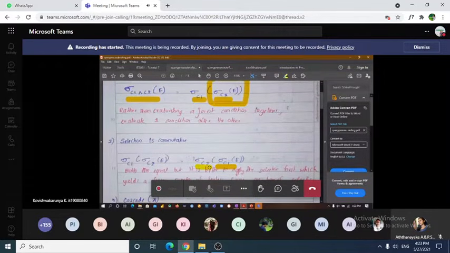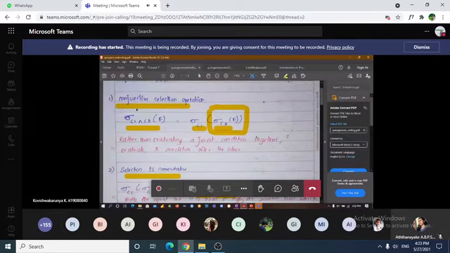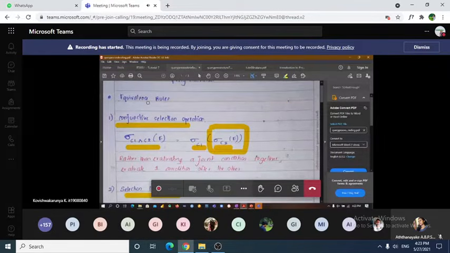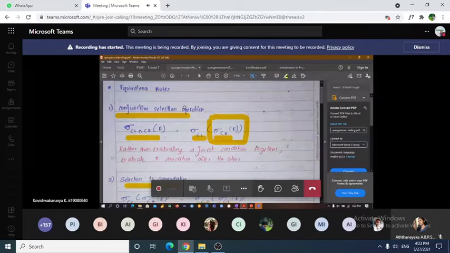Now since it's an MCQ, you have to know the concept as well as the name. Maybe there can be MCQs to ask what are the equivalence rules, or they can give this and ask what is this rule. So first you know the concept, and then again just have a look at the name.